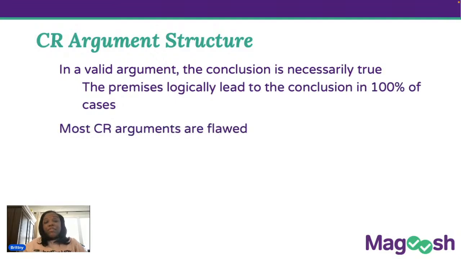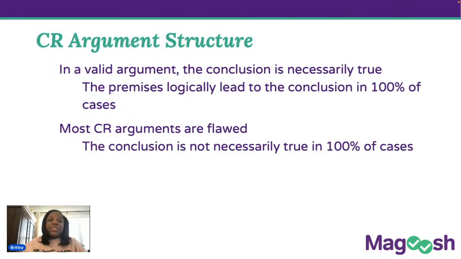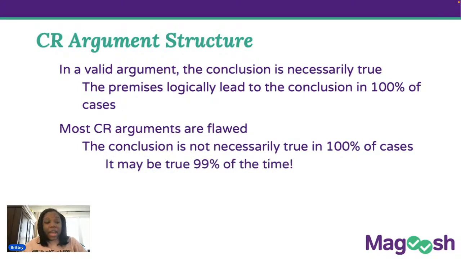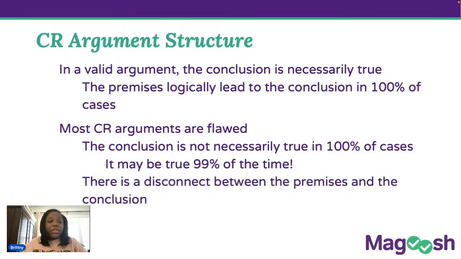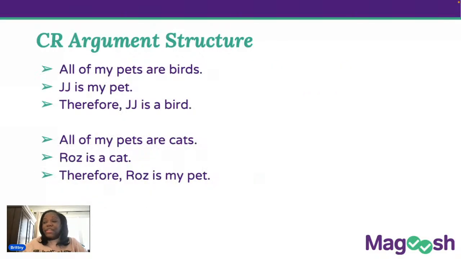And most arguments, unfortunately, are flawed. And that's where we come into the question, right? So if you had an argument and it was always true, then you wouldn't have really any question to generate there, right? So we know that most of our CR arguments are flawed. That means that the conclusion is not necessarily true 100% of the time. It could be true 99% of the time, but that 1% is what you're looking to exploit. So that is the disconnect. We call it the disconnect. There's a disconnect between the premise and the conclusion, and we're identifying what that disconnect is.